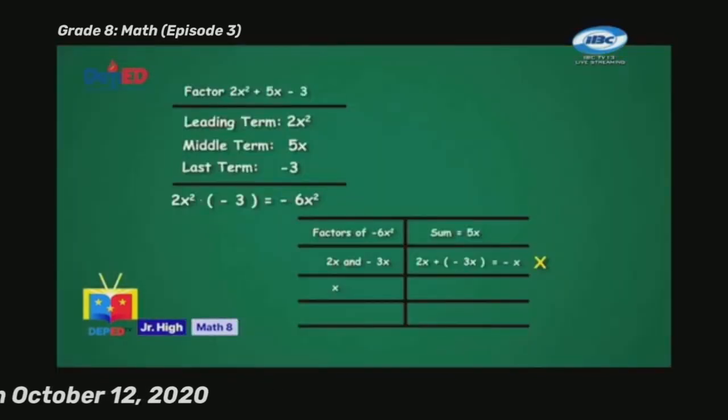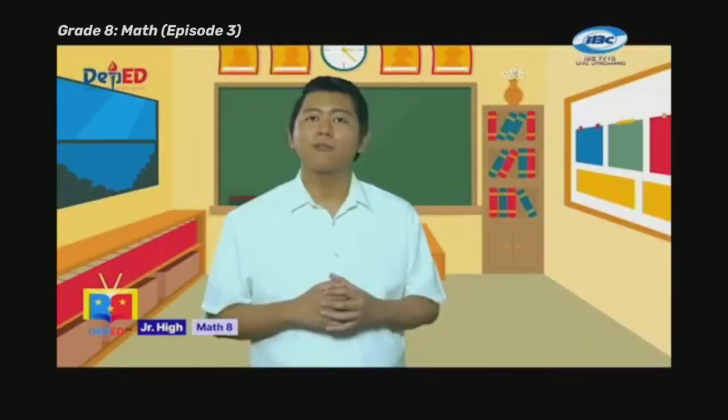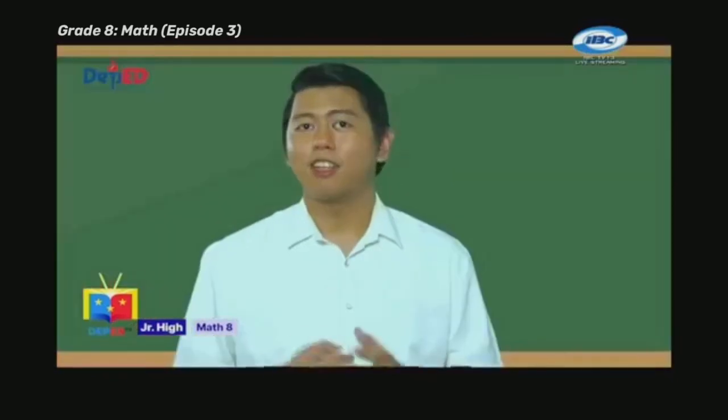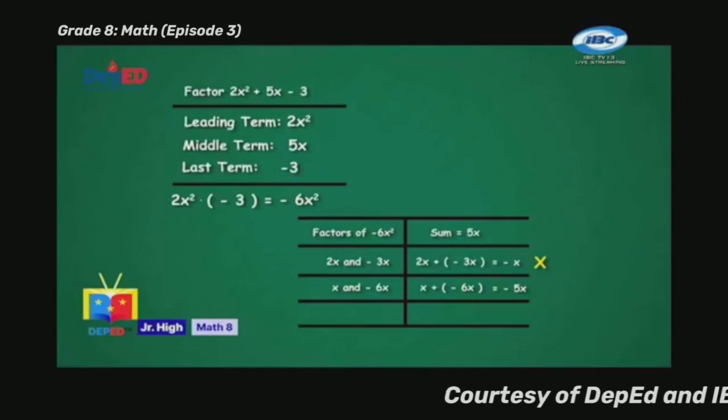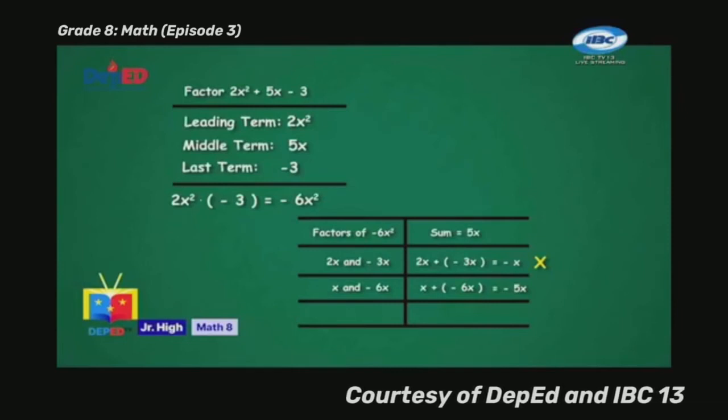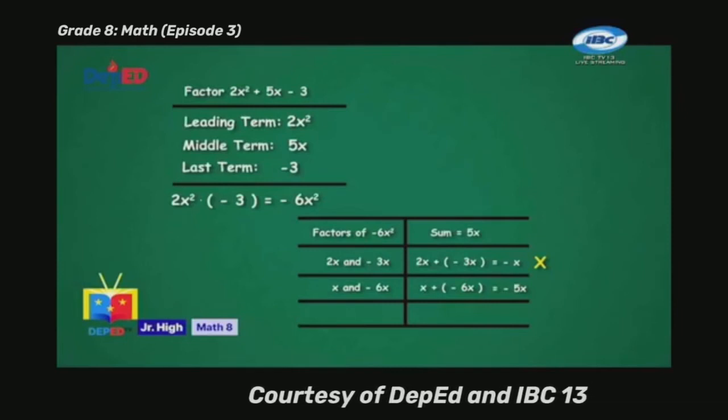How about positive x and negative 6x? They are definitely factors of negative 6x squared. Let us get their sum to check. What is x plus negative 6x? The answer is negative 5x, and it is negative because 6x is larger than x.